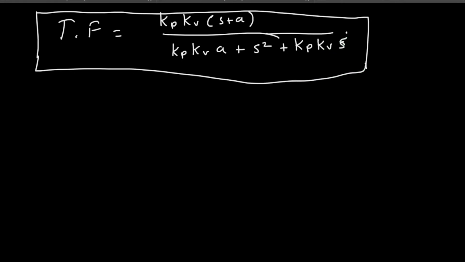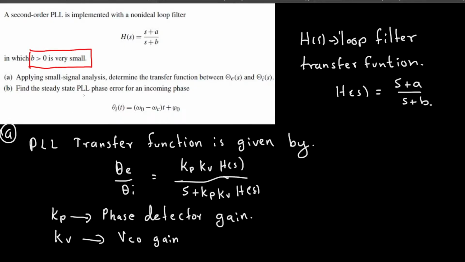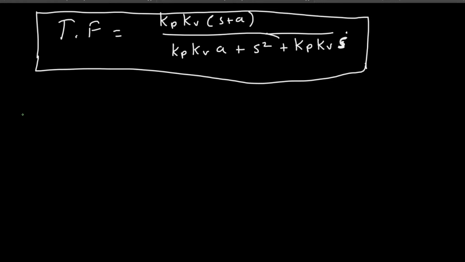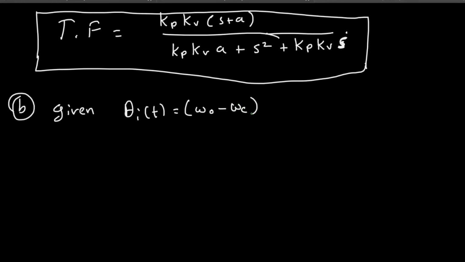Now let's look at the b part of this question. The b part is asking, find the steady state PLL phase error for an incoming phase theta I of t equal to omega naught minus omega c times t plus phi naught. Let's rewrite that equation. I'm doing the b part, and the given one is theta I of t equal to omega naught minus omega c times t plus phi naught.